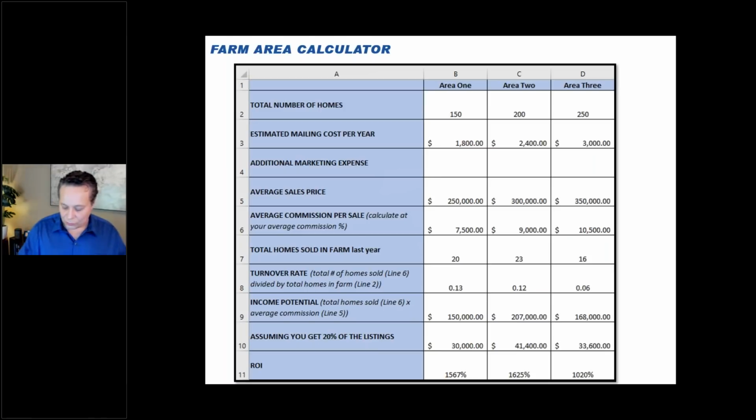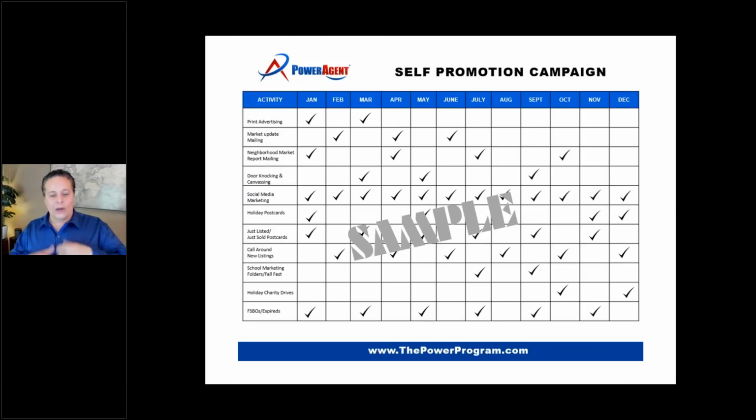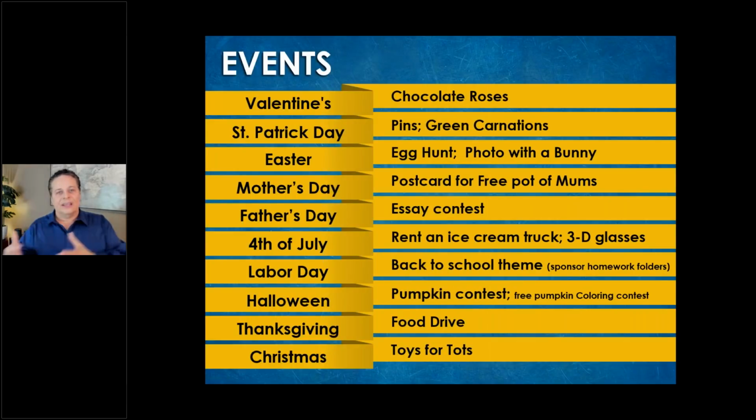So that's crucial. Also, what I recommend that you do, everybody, is put together a self-promotion farming campaign calendar, so that each month you may be running some kind of advertising, a mailing, and plan it out way in advance, okay? So that way you're not doing everything last minute every month. Here is an example of some events that you can do around holidays. I'm not going to go through all these. This is just to give you a sense, but let's just look at the holidays that are coming up.